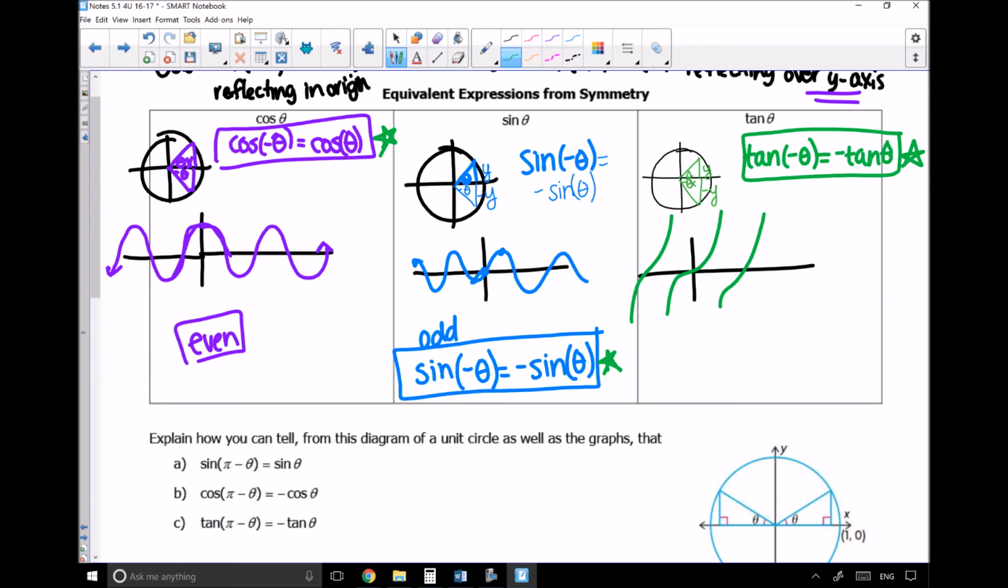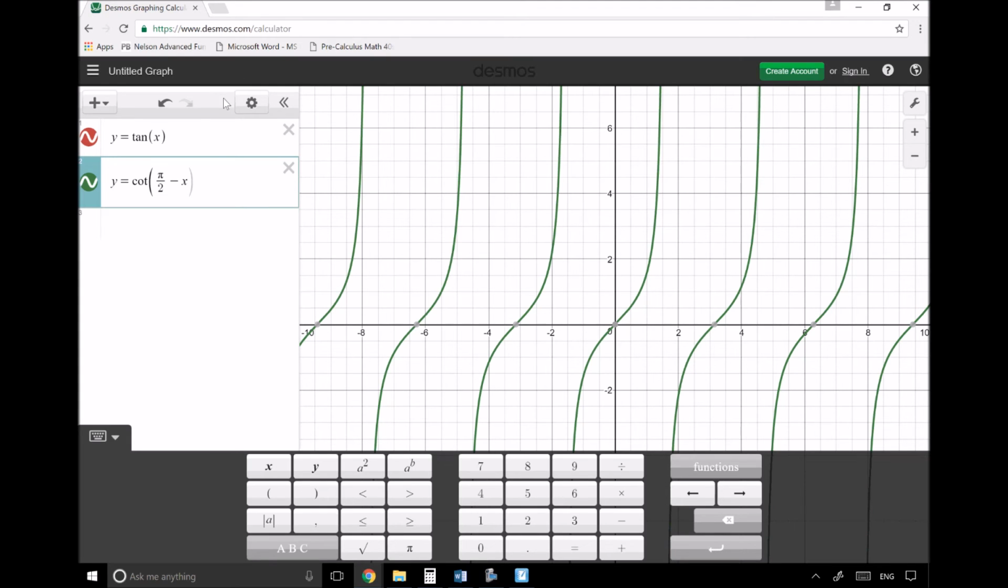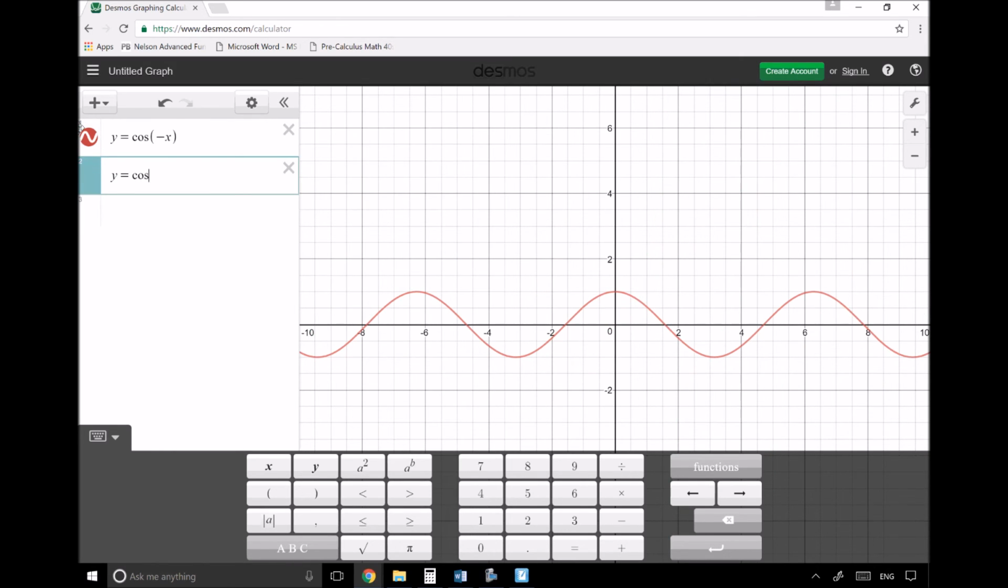If I were to graph out cosine of negative theta, let's see what ends up happening. So y equals cosine of negative x, and then I'm going to graph out y equals cosine of x. And if you notice, they totally line up with each other. They're exactly the same graphs as each other.